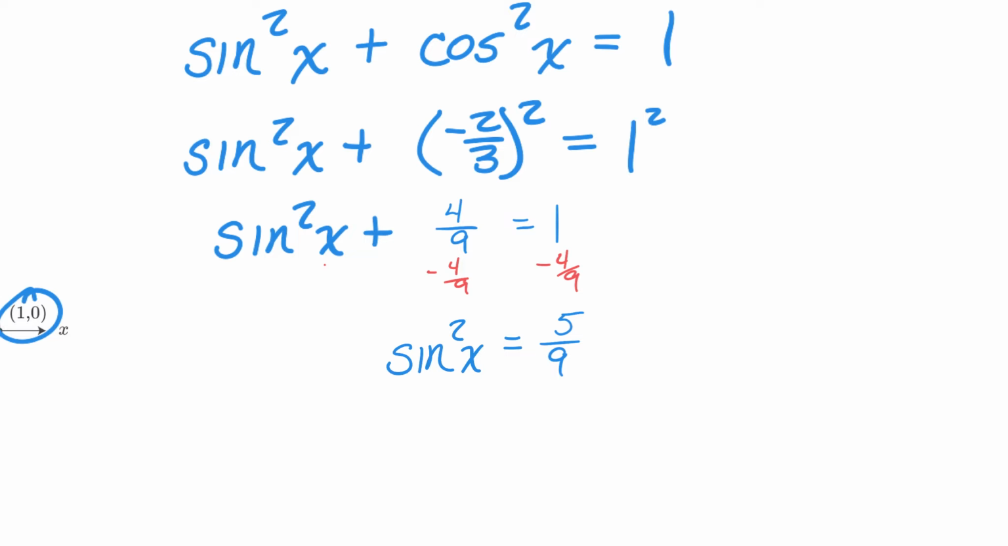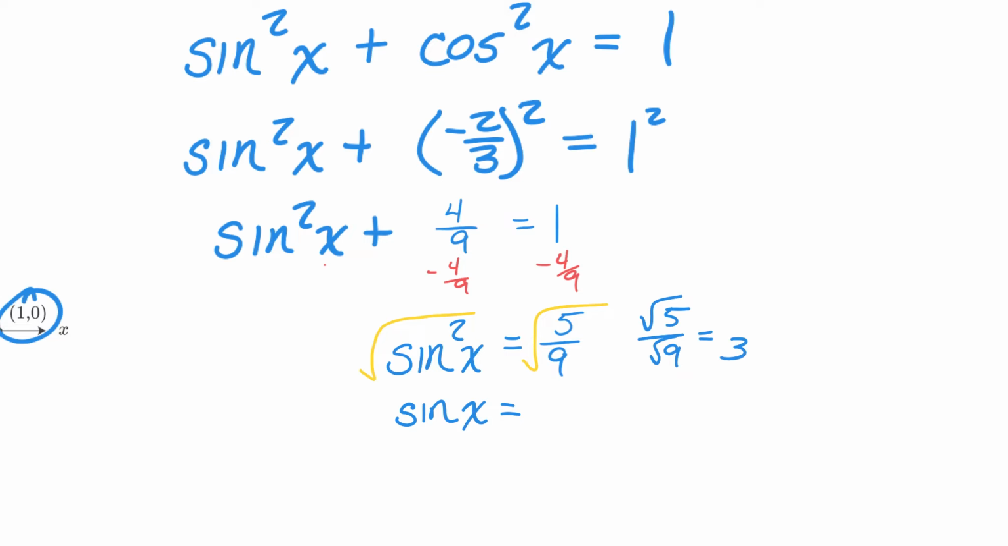Now I've got to get x by itself. So what I'm going to do is take the square root to get rid of this squared term. When I take the square root of the sine squared value, I get sine of our angle equals, well, the square root of 5 stays the square root of 5. The square root of 9 becomes 3.